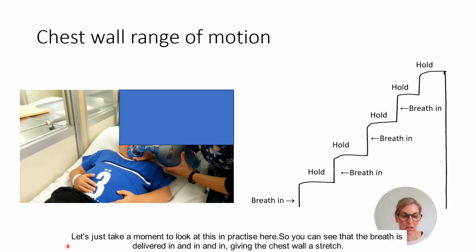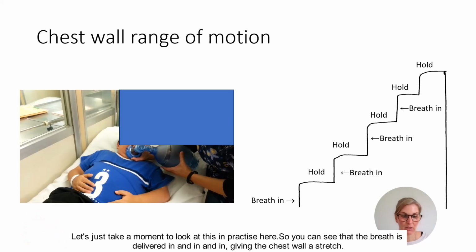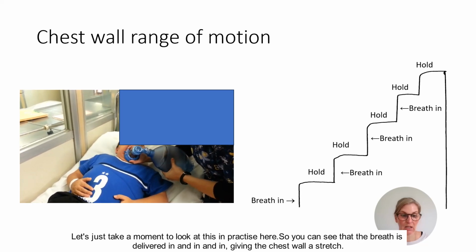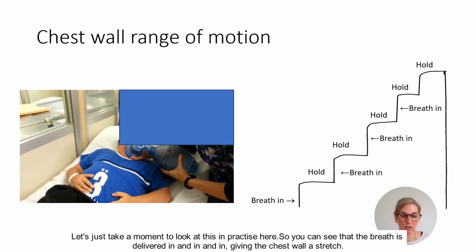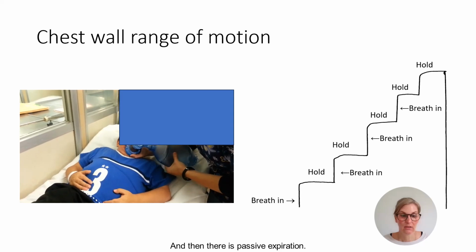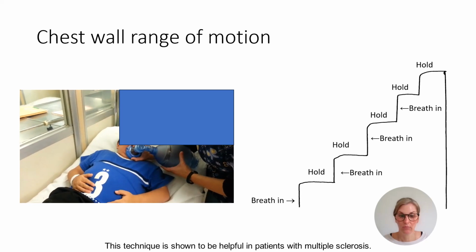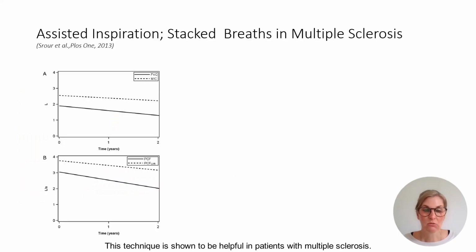Let's just take a moment to look at this in practice here. So you can see that the breath is delivered in, giving the chest wall a stretch, and then there is passive expiration. This technique is shown to be helpful in patients with multiple sclerosis.